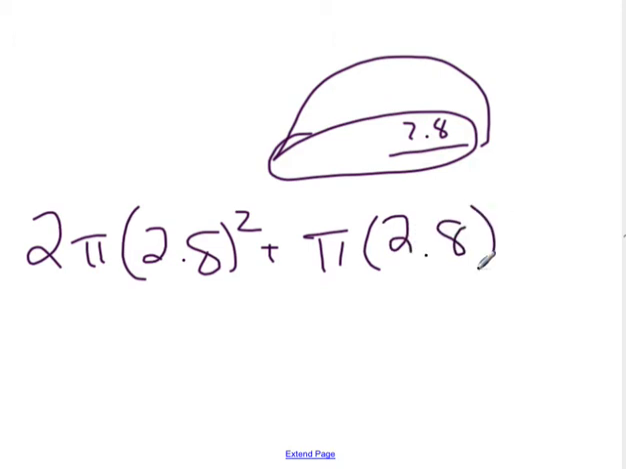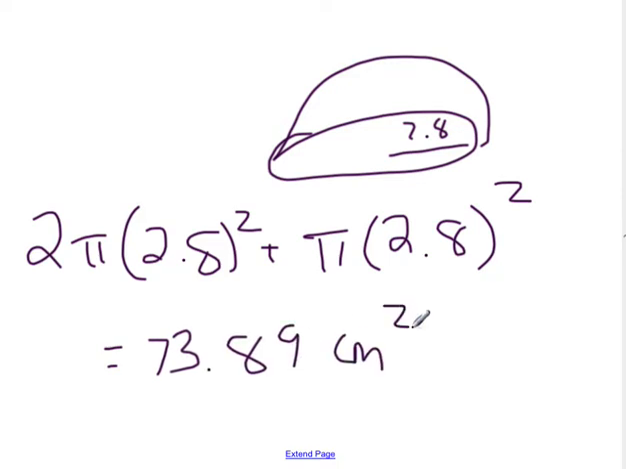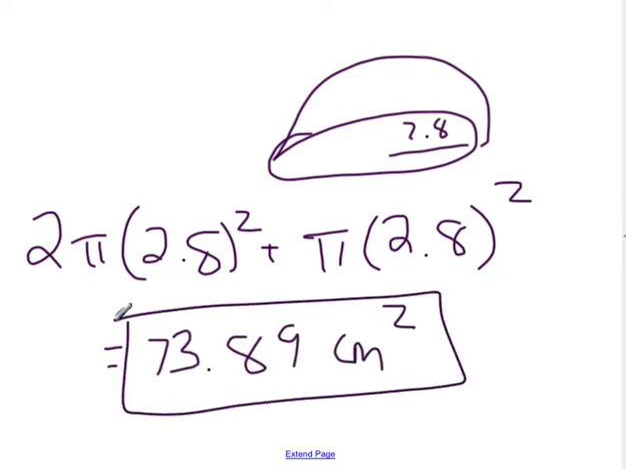So really, you can just plug this into your calculator. You can do 2 times pi times 2.8 squared plus pi times 2.8 squared. And then what you should do, practice it on your own. Make sure you get the right answer. You should get 73.89 centimeters. And again, it's going to be squared because we're talking about the surface area.